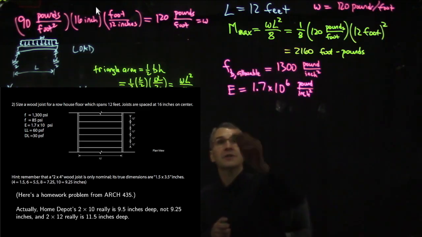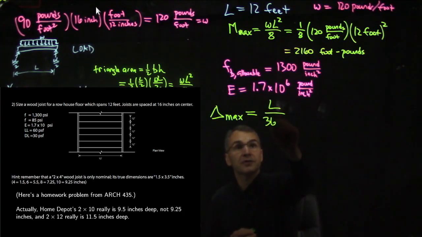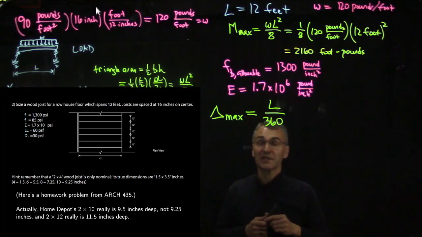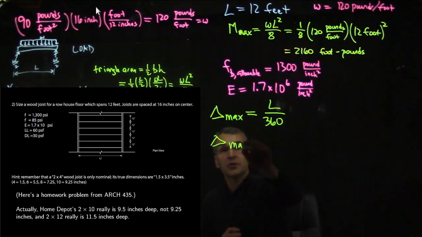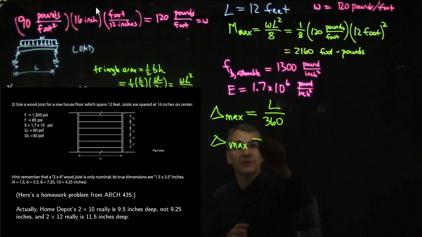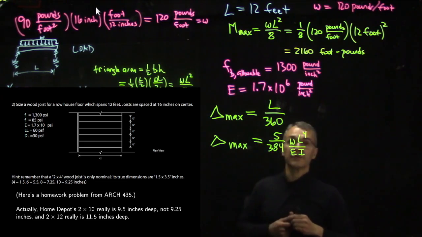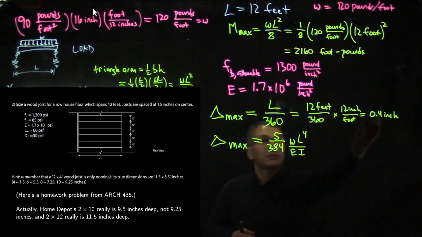I'm not sure. So the first thing to check is the maximum deflection. I think it should be L over 360. We'll have to ask him also whether the building code says L over 360 or L over 240. And then meanwhile, this is a simply supported beam with uniform distributed load. So the maximum deflection is 5 over 384 WL to the 4th over EI. We worked that out with calculus. So we know the maximum deflection.